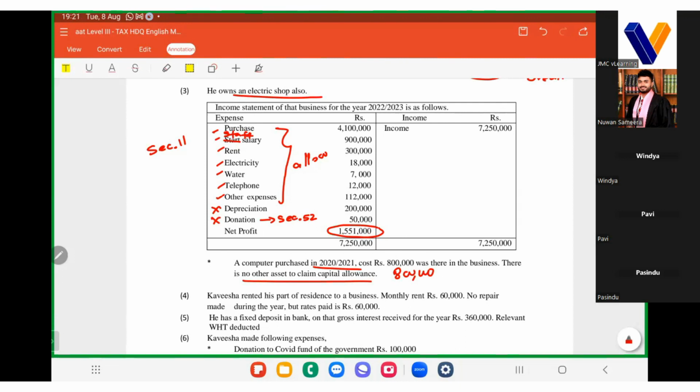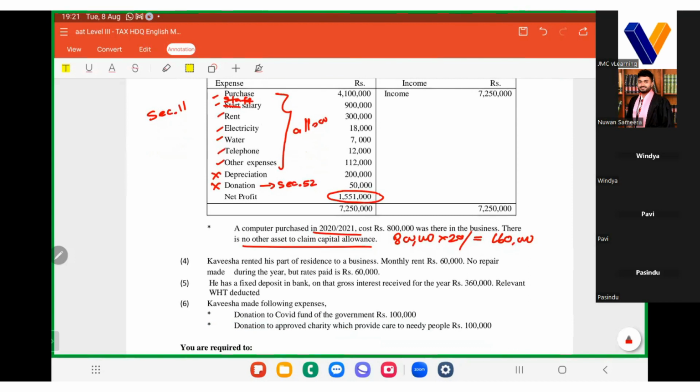There are 37 students logged into the session. So please tell me. Yes, one student has given the answer as 20%. You know, any asset, any computer purchased after 1st April 2018, that's 20%. So how much here? Then you can calculate 180,000. So you can take that as a capital allowance, right?